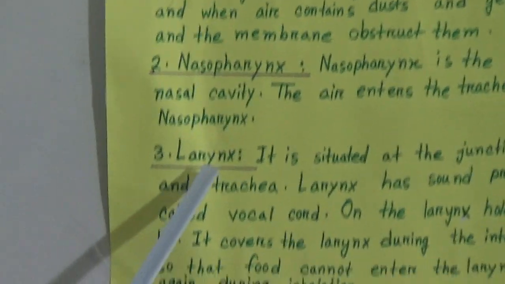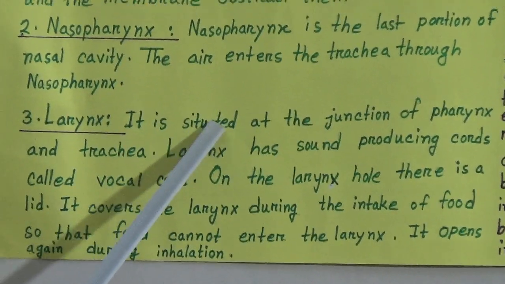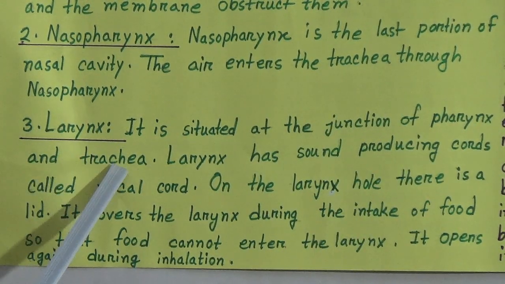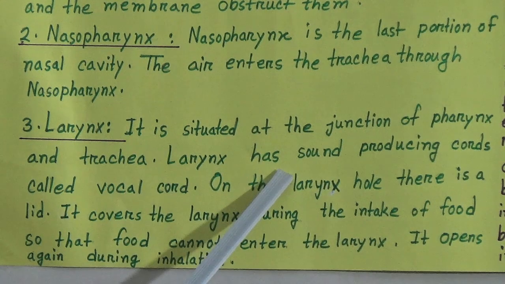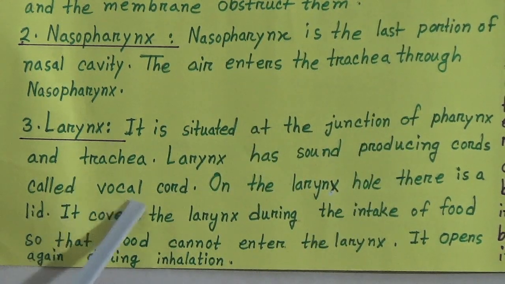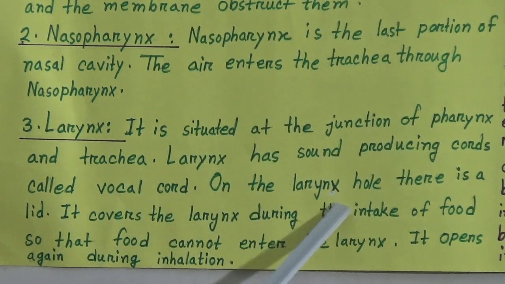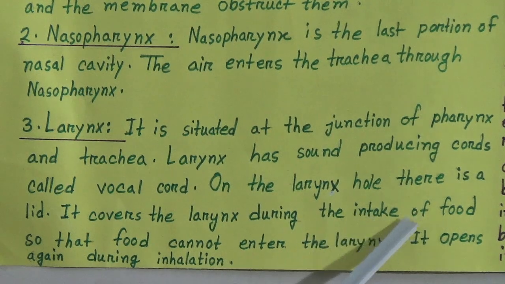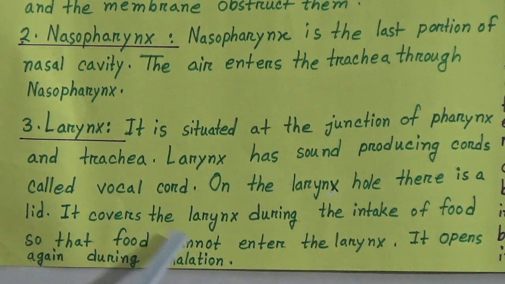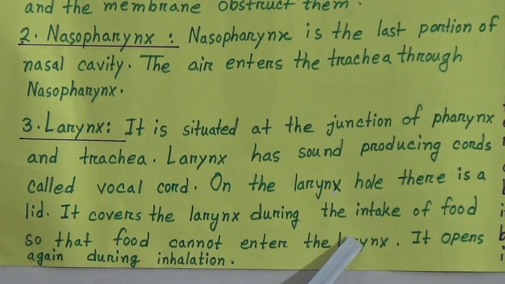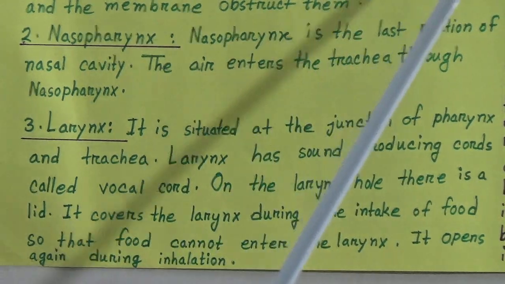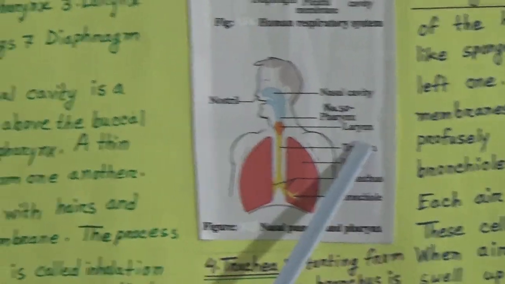The next one is the larynx. It is situated at the junction of the pharynx and trachea. The larynx has sound producing cords called vocal cords. On the larynx hole there is a lid. It covers the larynx during the intake of food so that food cannot enter the larynx. It opens again during inhalation. Look at the picture. Here is the larynx.